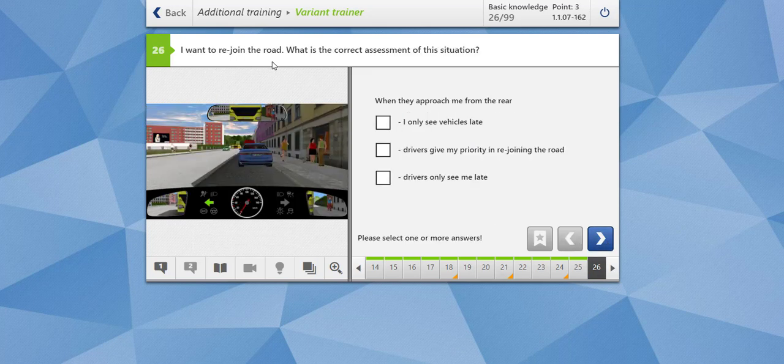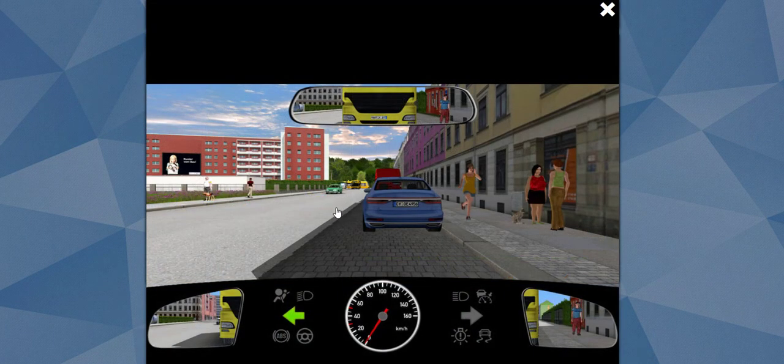I want to rejoin the road. What is the correct assessment of this situation? So you want to rejoin the road, and what you are seeing here is that you have already given the indicator. You want to join the road, but there is a car in front of you and there is a big red vehicle, and behind you there is a yellow truck.